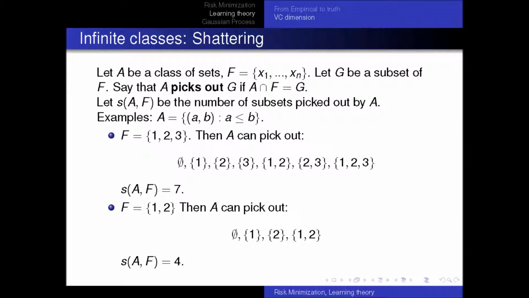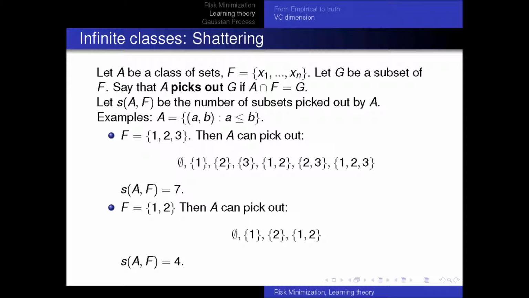So let S_A(F) be the number of subsets picked out by A. I have some examples here. If A is the class of sets that contain two numbers, a and b, and a must be less than or equal to b, and F is a set of three numbers, 1, 2, 3, then how many subsets can A pick out? Well, it cannot pick out {1, 3}, right? Because if it's going to pick 1 and 3, then 2 must be included. So it cannot pick {1, 3}.